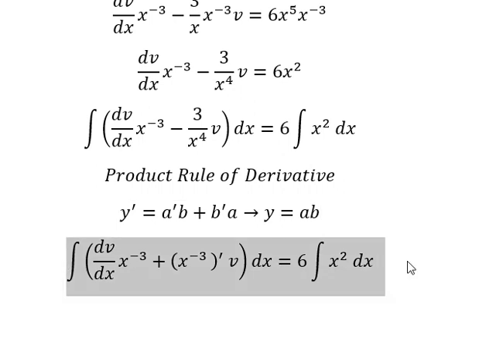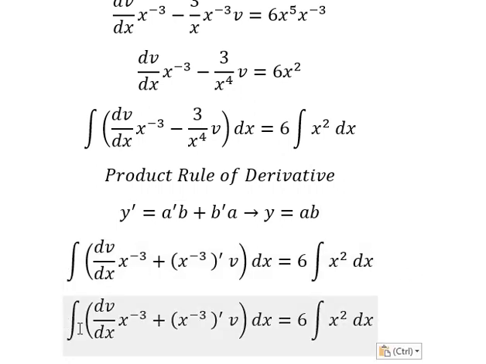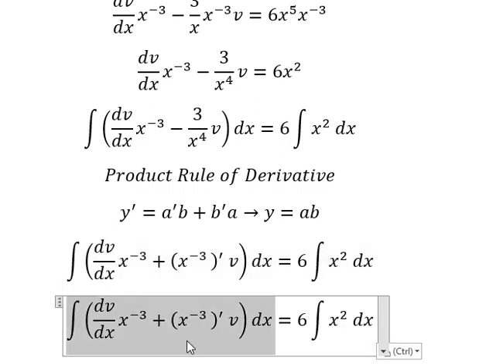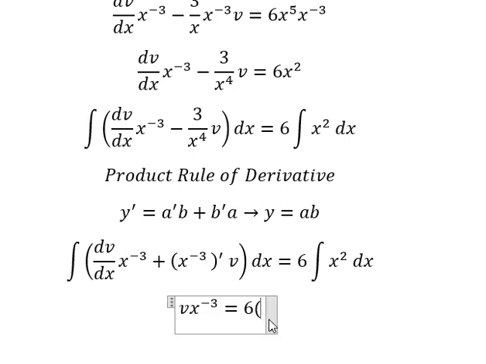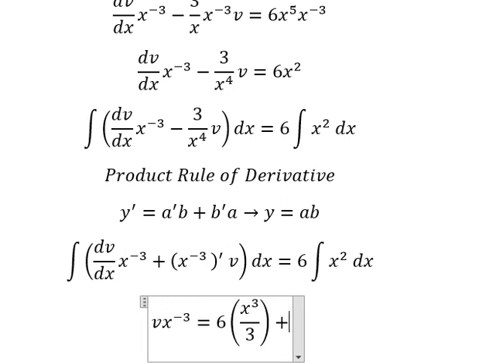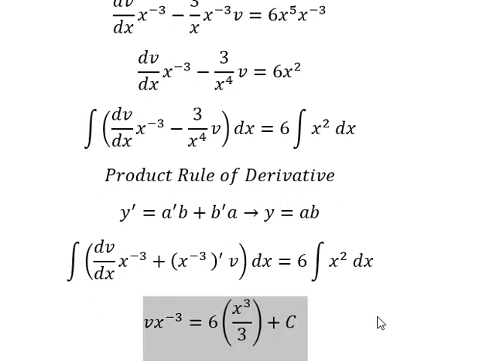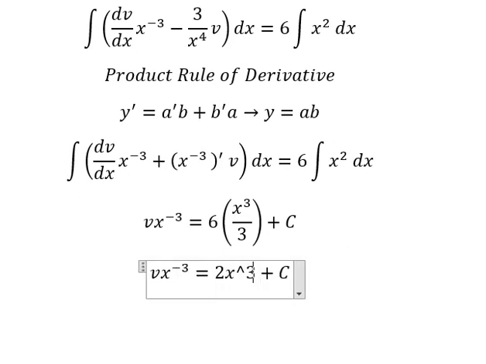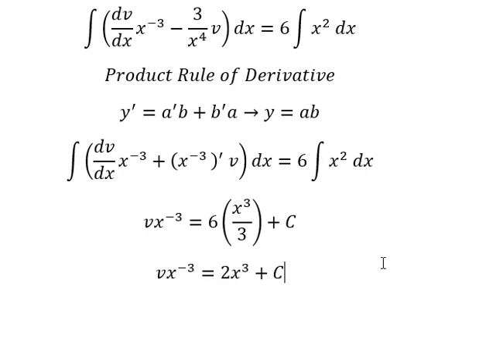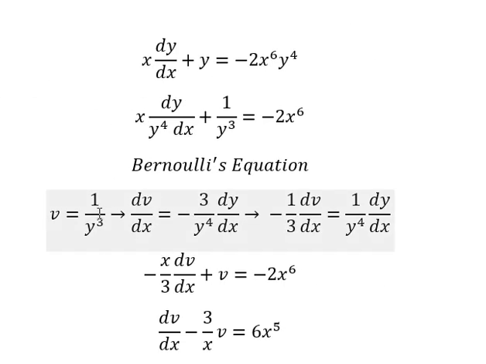So the integration of that one, we have v x to the power of negative 3. This one we have x to the power of 3 over 3, and I will put c. 6 divided by 3, so we have 2. About v, that is about this one.